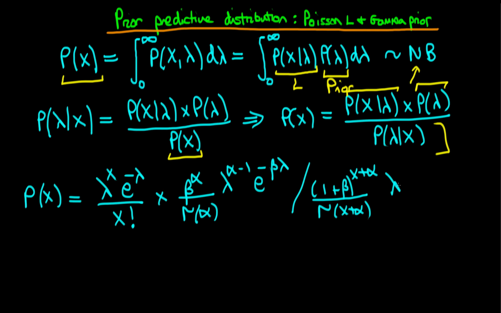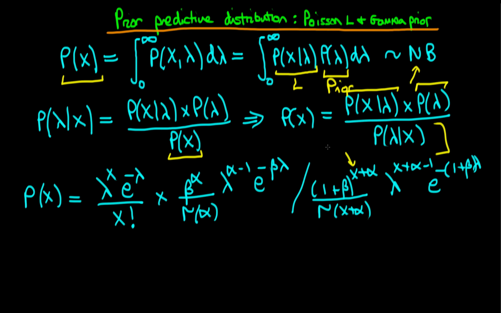So we've got then lambda to the power x plus alpha minus 1, and then times e to the power minus 1 plus beta, all times lambda. And the reason that we've got this particular posterior, which looks slightly different to the one which we derived before, is that we've just got a single data point x here.